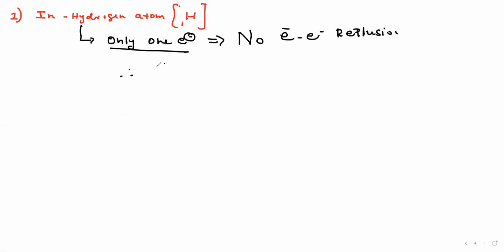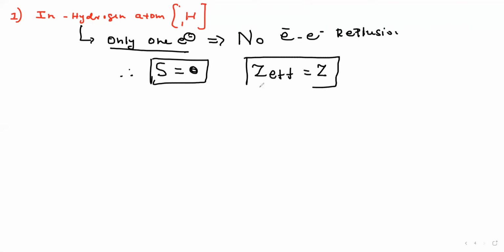Therefore, the S value is equal to 0. You agree with me, right? Because there is only one electron, how can it interact with other electrons? Therefore, there is no electron repulsion. The S value is equal to 0. Therefore, what is Z effective? It is equal to Z. So what is the value of Z effective for the hydrogen atom? The answer is 1. Simple. They ask a simple question.